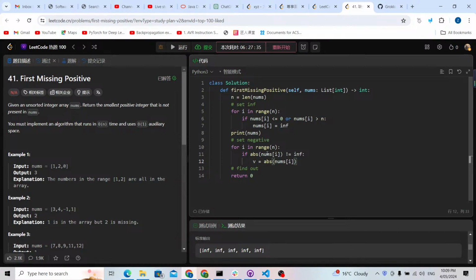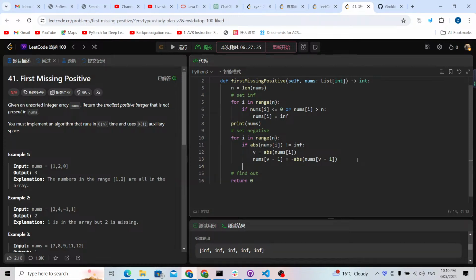Why are we going to use absolute? Because sometimes, even though this value is positive the first time, it may become negative. This is why we have to use absolute each time to check the values, because it can be set to negative. But for the index check, we have to use the positive value. Now this v is a positive value, so we're going to set nums[v - 1] equal to the absolute of nums[v - 1], but we need to set it to be a negative value, so we need a negative sign like this.